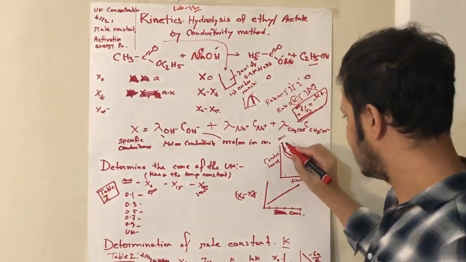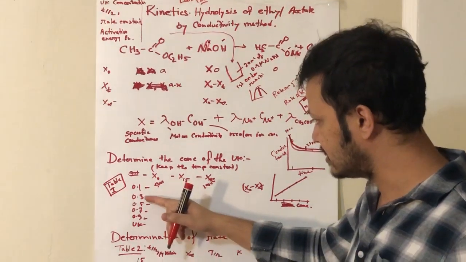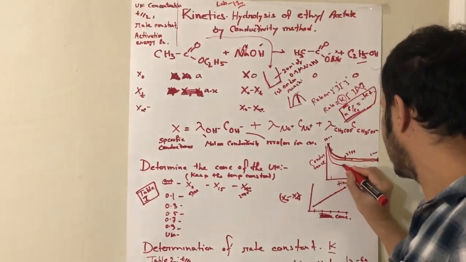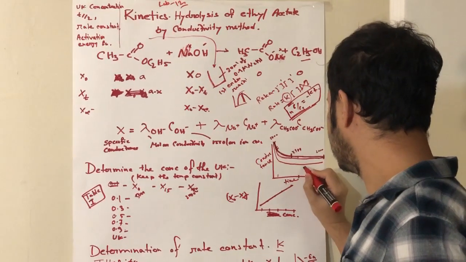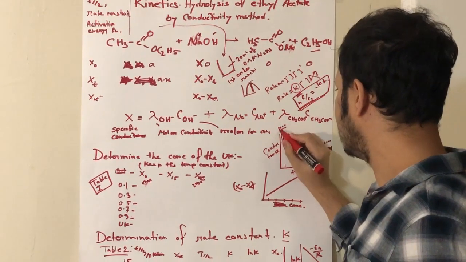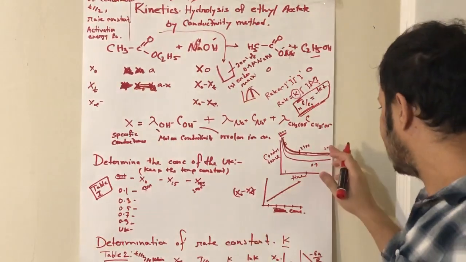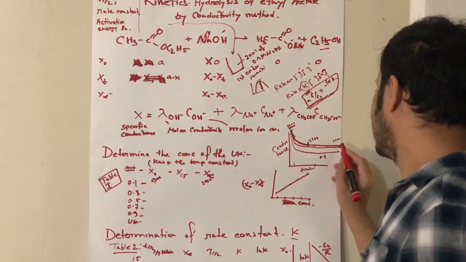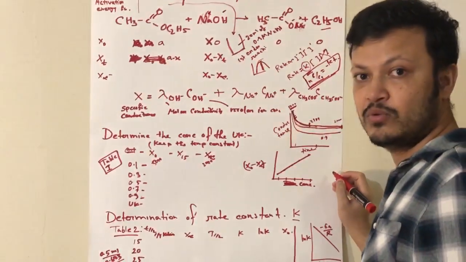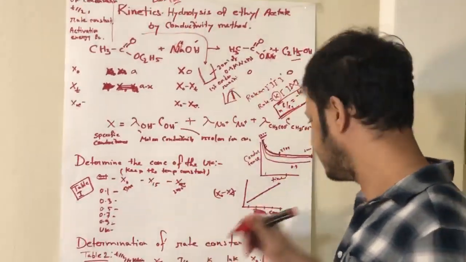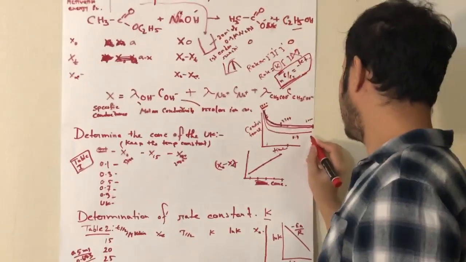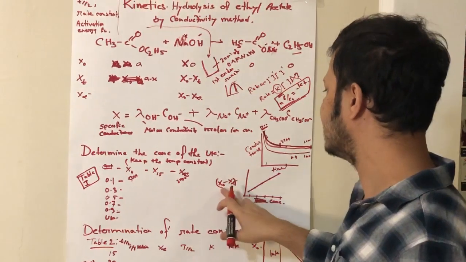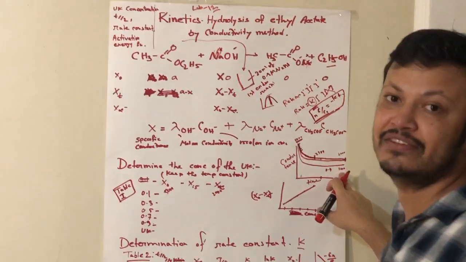The same way the 0.1, 0.2, up to 0.9, it should go on this way. Suppose this is for the 0.9. It should be 5000 for all, but the end value at infinite time will decrease with the increasing amount of ethyl acetate. So suppose for the 0.9 it is 1000. This is called x naught and this is called x infinity.